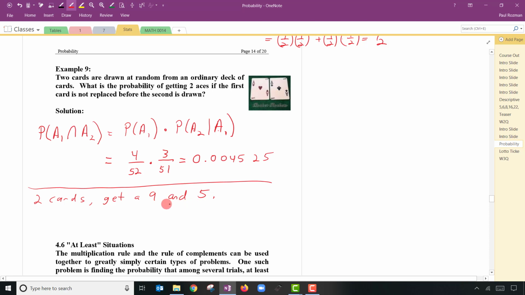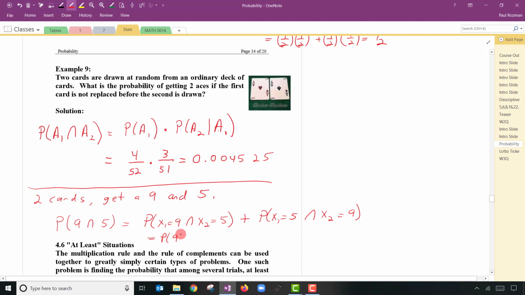This one, your order is going to matter. Because your first card can be 9, and then your second card could be 5. Or you could get your first card as a 5, and then your second card could be a 9. So this is tricky.